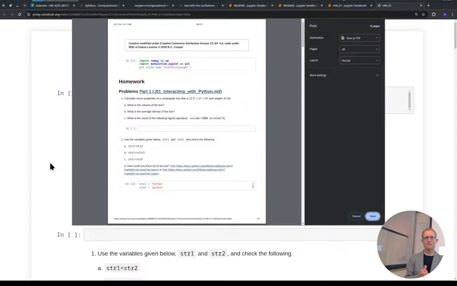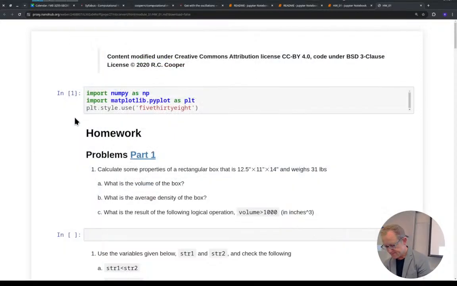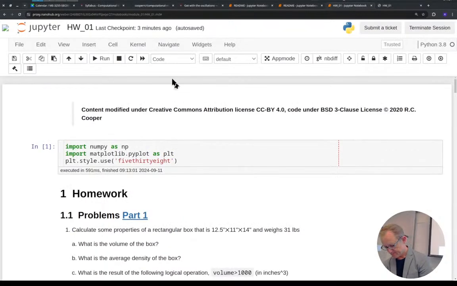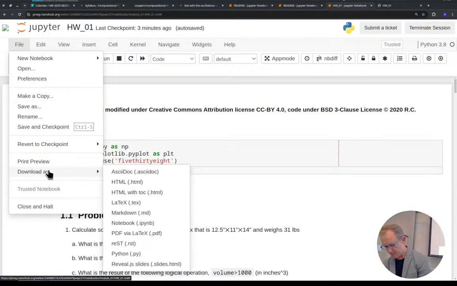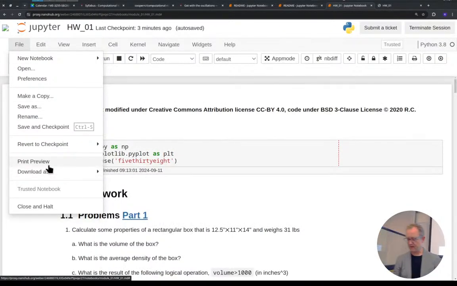Cool. I would love to have better solutions that incorporate all of the hard work, but this is at least something workable. So File and then Print Preview is the main thing for submission.